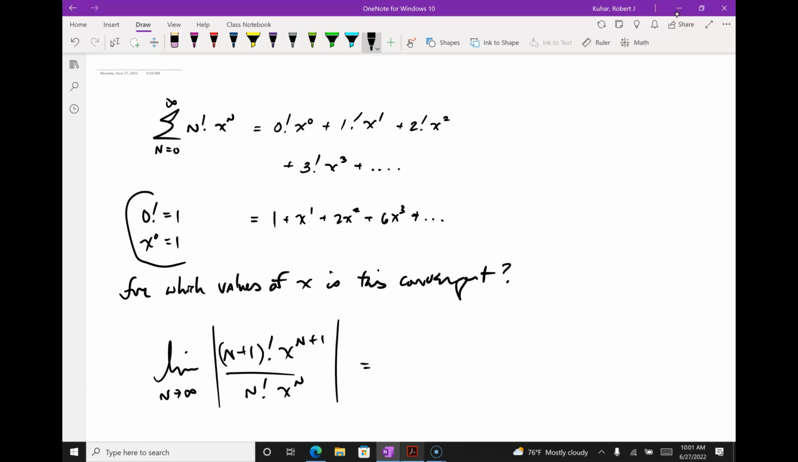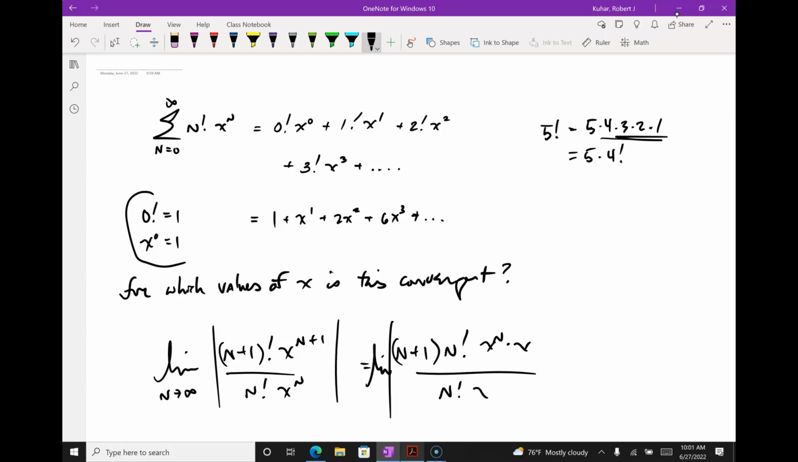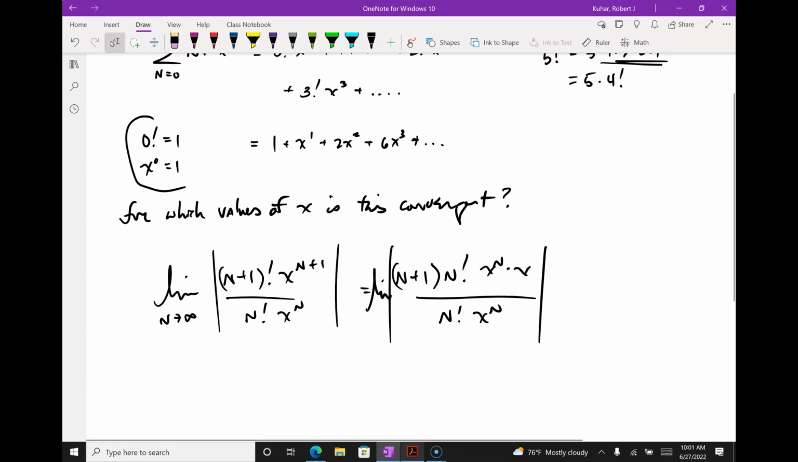But I have to notice a little trick here. Let's see, 5 factorial is 5 times 4 times 3 times 2 times 1, right? Or better yet, 5 times 4 factorial. If I take off that first piece of the product, I still have another factorial left. So this is n plus 1 times n factorial, x to the n times x over n factorial times x to the n. So I'm peeling off that first piece from the n plus 1 factorial. So here, those go away, this goes away.